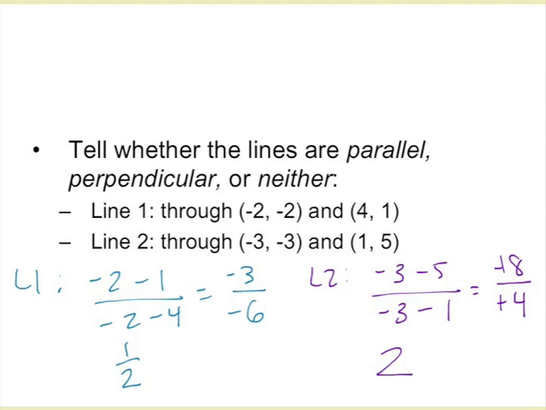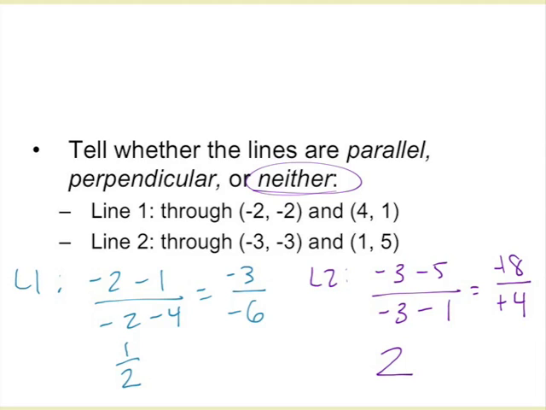So, parallel, perpendicular, or neither? They are not exactly the same, so the lines are not parallel. For perpendicular, 1/2 and 2 are reciprocals of each other, but they are not opposites. Since they are both positives, that's not good enough for perpendicular. For perpendicular, we need one positive answer and one negative answer. So, these two lines are neither. They intersect, but they do not intersect at a right angle.